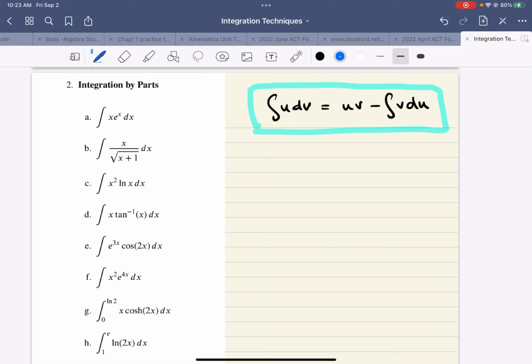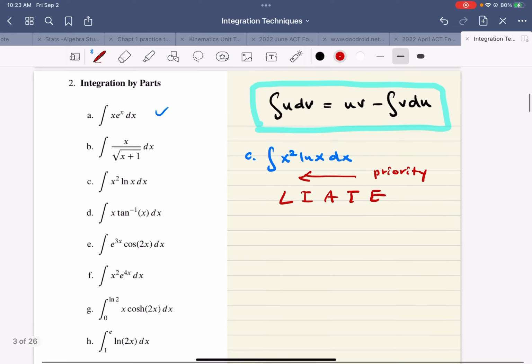Next one, C. The integral of x squared ln x dx. The first one, like A, when you did this one, x was u, right? In this case, u will be ln x, but how do you know? So I want you to memorize these tips. LIATE. Okay, so it has this priority.